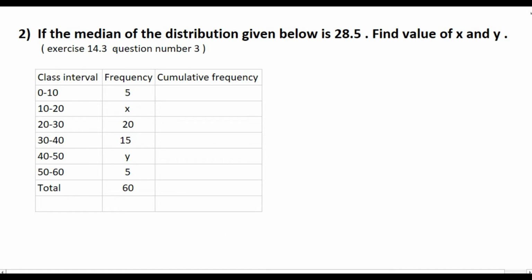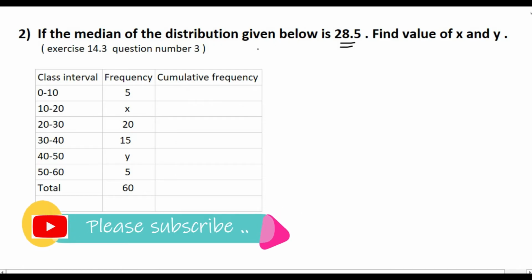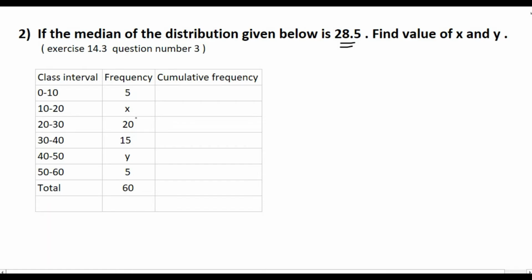Now the second question is, if the median of the distribution given below is 28.5, find the value of x and y. So here median is given, and we need to find out the missing frequencies x and y. They can give you any alphabet, A and B, x and y, or F1 and F2, like that. Any alphabet they can give as missing frequency. So instead of mean, here median is given and the value of the median is also given, 28.5. So we need to find out the missing frequencies x and y.